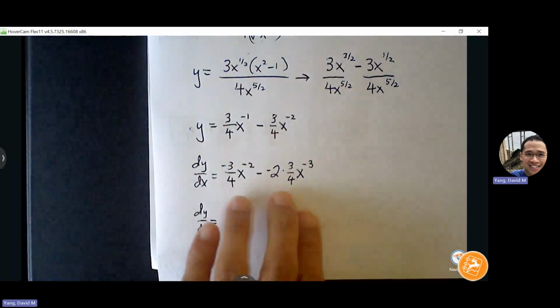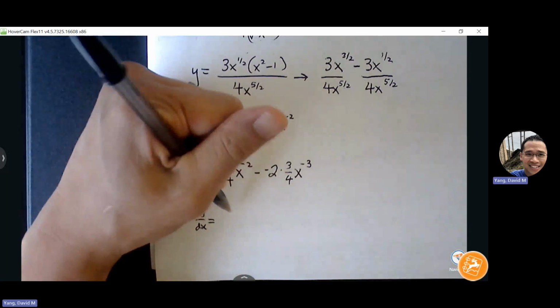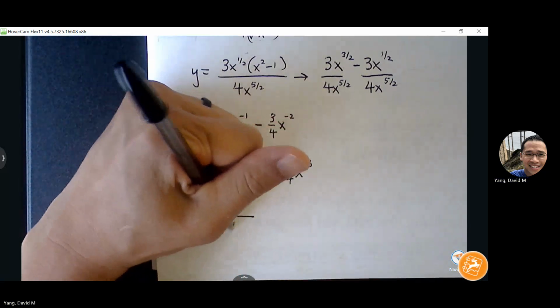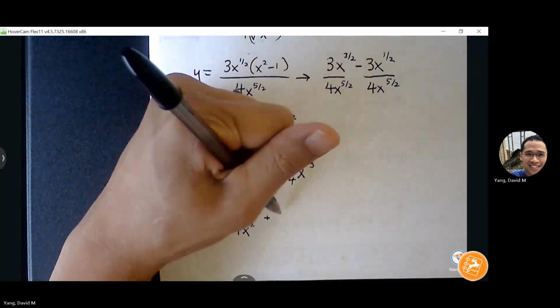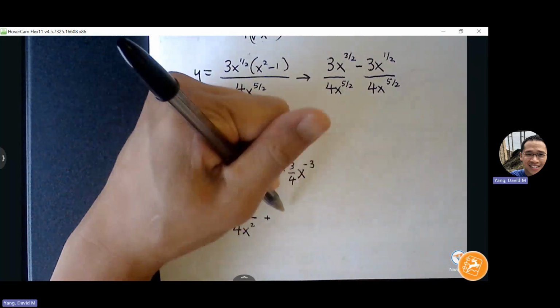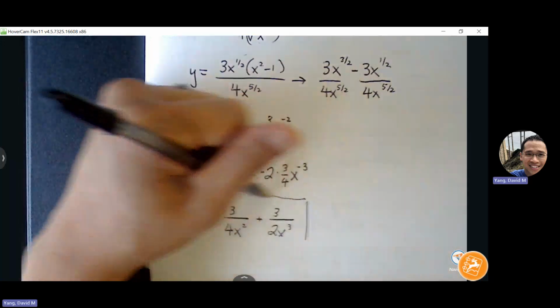Okay, so power rule derivative. So now we have our answer. We're doing cleanup. So we pushed our x's back down to our denominator. Six over 4, same thing as 3 over 2. Now we have our slope formula.